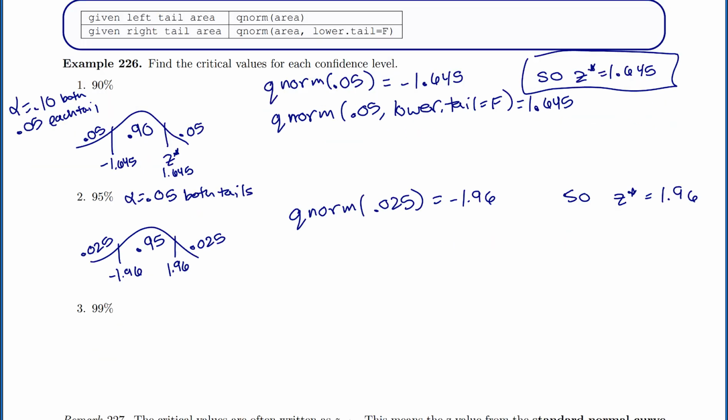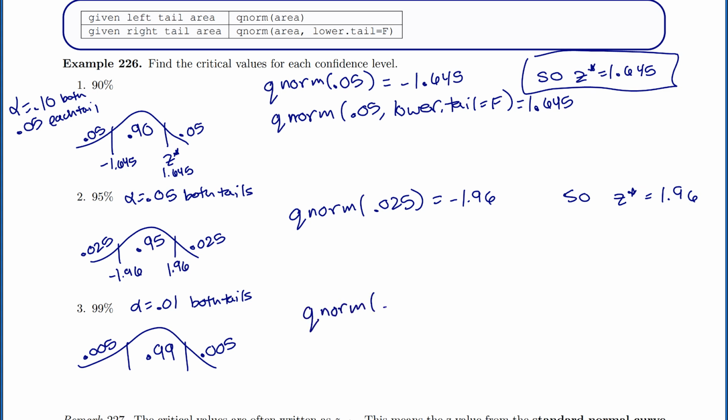And if I want 99%, I drop 0.99 in the middle. That's going to give me alpha equals 0.01. That's the area left in both tails. And that would give me 0.005 for each individual tail if I divide it by 2. So I'll look up qnorm of 0.005, and that gives me negative 2.576. So this value is negative 2.576, which means the other value has to be positive 2.576. So I can say my critical value, Z star, equals 2.576.